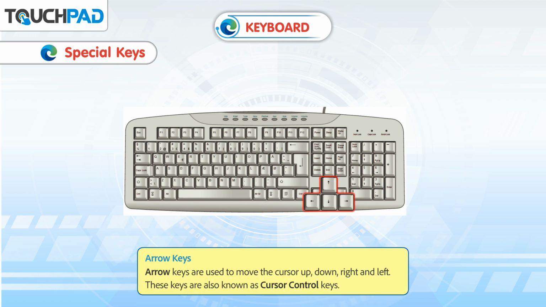Arrow keys. Arrow keys are used to move the cursor up, down, right and left. These keys are also known as cursor control keys.